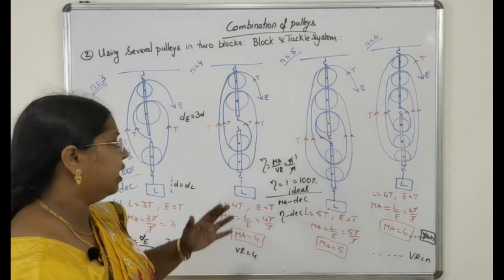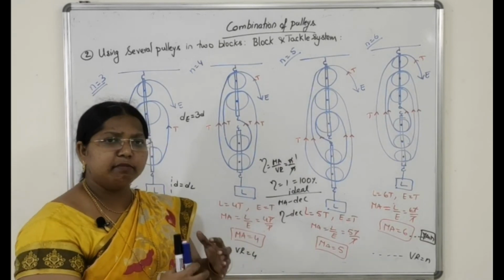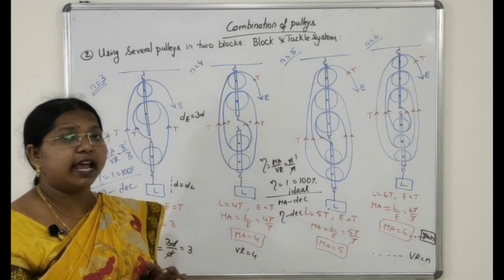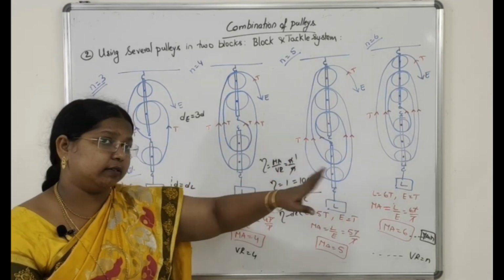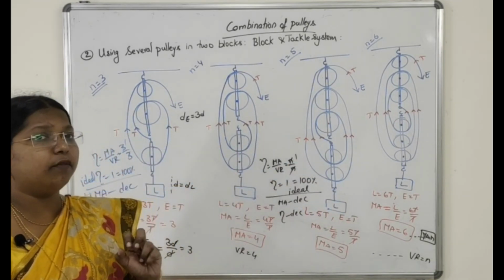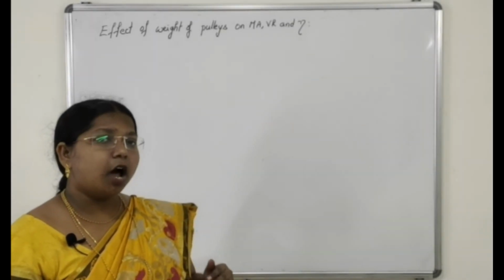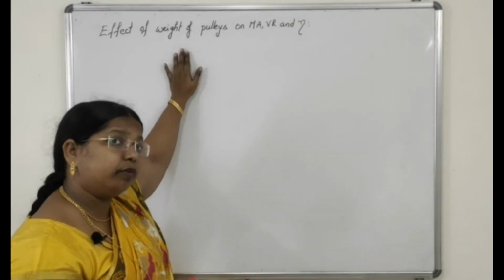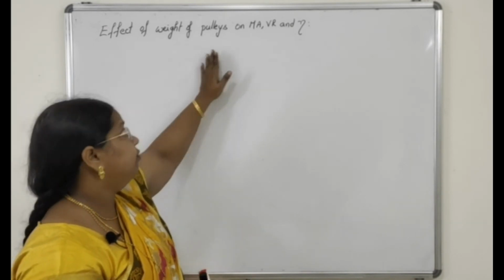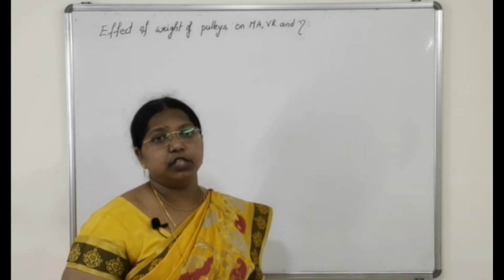Till now we are saying that the efficiency and MA will decrease because of friction and weights of the pulleys. Weights of the pulleys in the lower block. Keep in mind, weights of the pulleys in the lower block. Now let us see how the weight of the pulleys in the lower block will affect your MA, VR and efficiency.